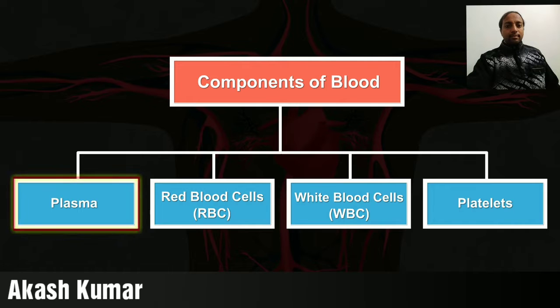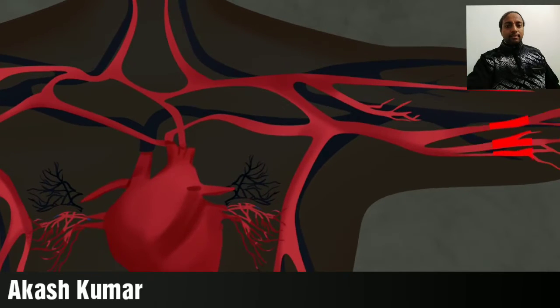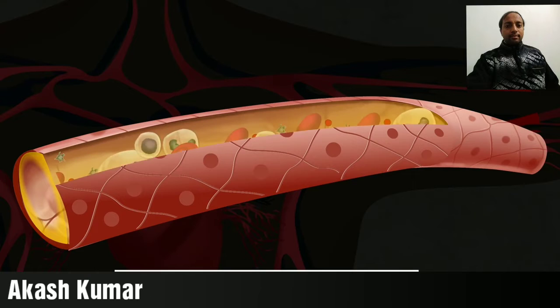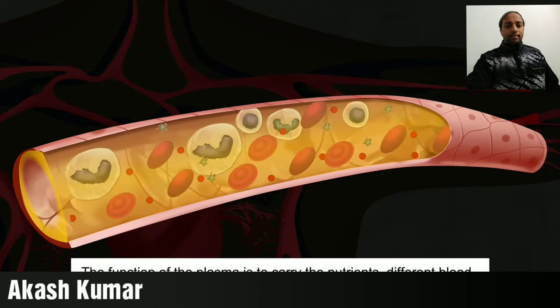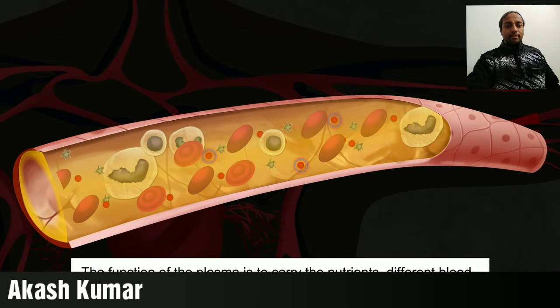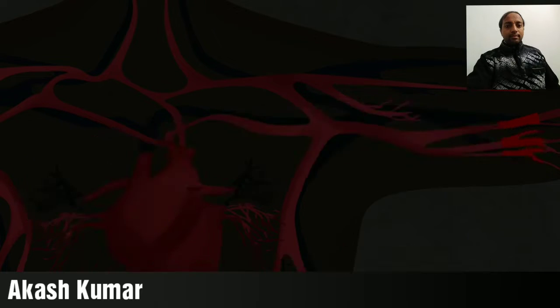Let us first learn about plasma. The fluid part of the blood is called the plasma. The plasma is pale yellow in appearance. The function of the plasma is to carry the nutrients, different blood cells, and the different hormones throughout the body.